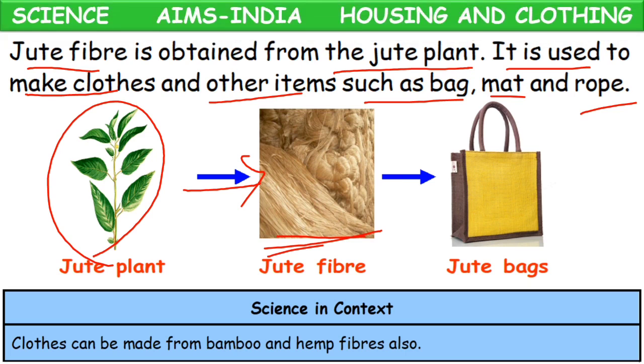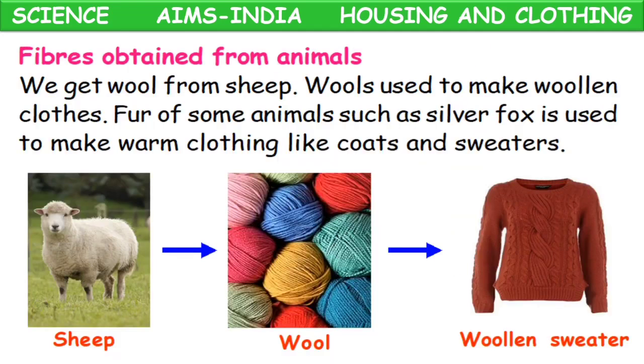Now, science in context. What is the information? Clothes can be made from bamboo and hemp fibers also. See, bamboo is also from a plant, children. So we can make clothes from bamboo and hemp fibers. We can also build houses with bamboo wood.